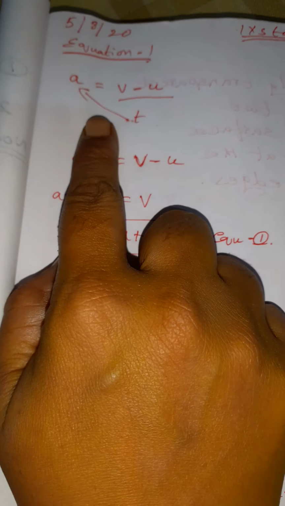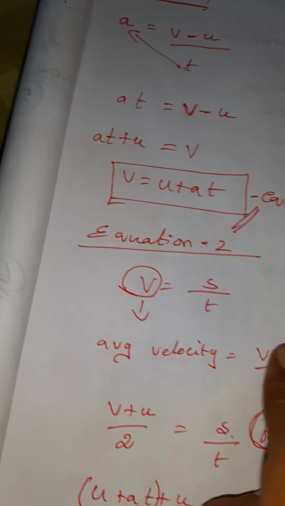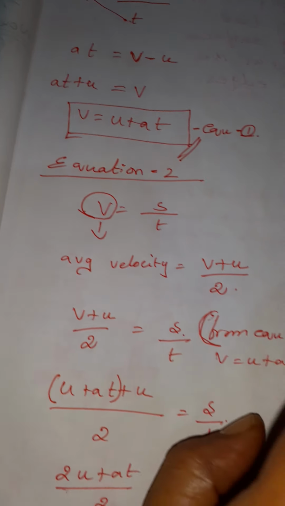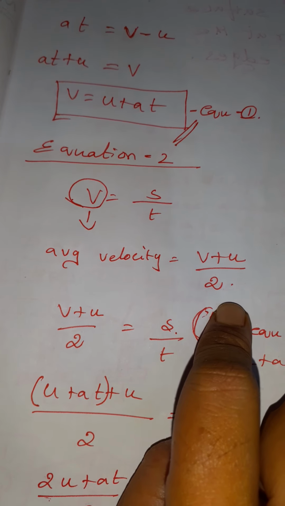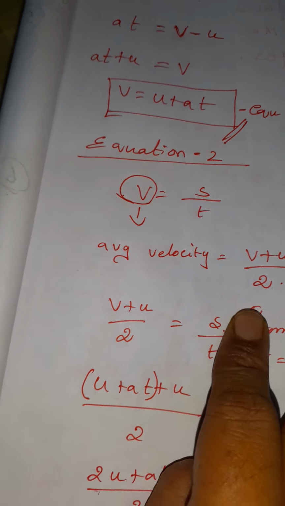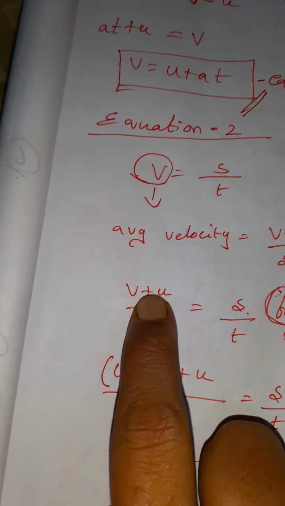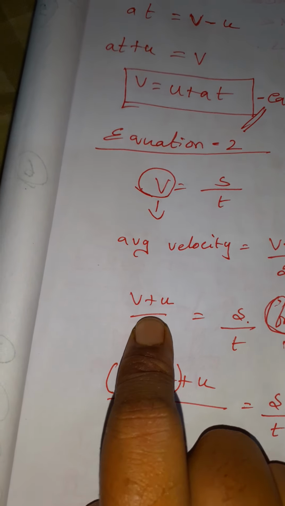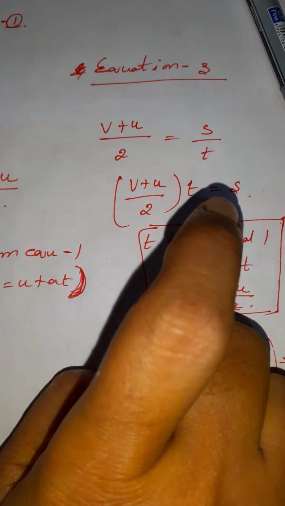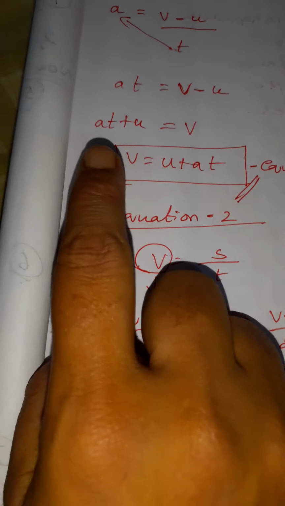From the first equation, in the second equation we are substituting V. In the third equation we are substituting T. In both the second and third equations we are taking the average velocity is equal to displacement by time. From this we are simplifying. In the second equation, we are simplifying with the substitution of velocity. In the third equation, we are simplifying it with the substitution of the value of T. These three are the equations of motion.